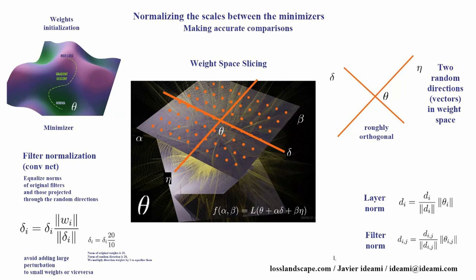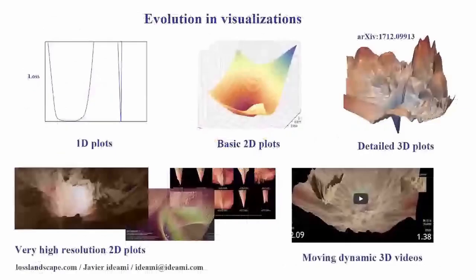And this doesn't only apply to convolutional networks, it also applies to fully connected networks, in the sense that a fully connected layer would be equivalent to a convolutional layer with a 1x1 output feature map. And a filter would correspond to the weights that make a neuron. And that's it. Once you have normalized the random directions, now, and this is very important, you will be watching the intrinsic geometry of these landscapes. And most importantly, you will be able to compare different visualizations.